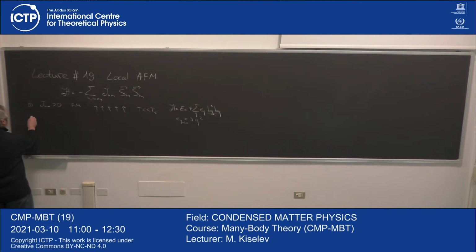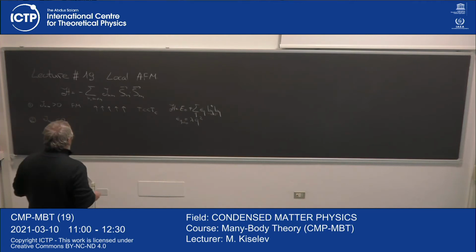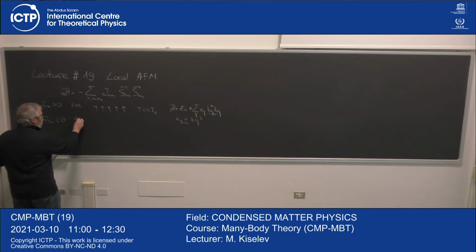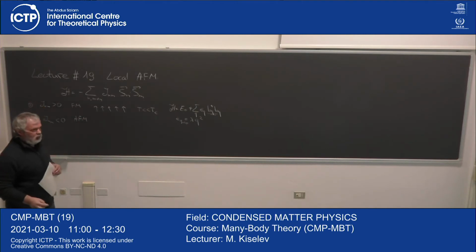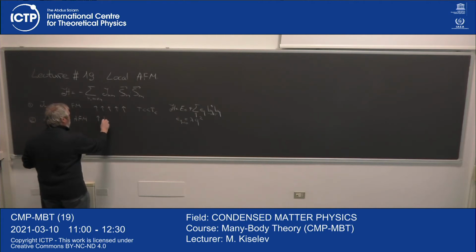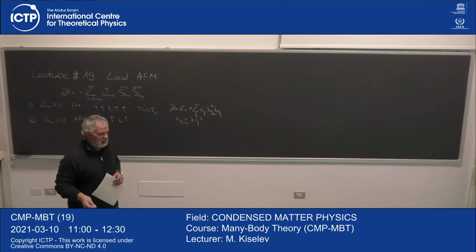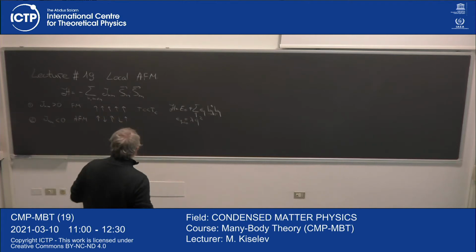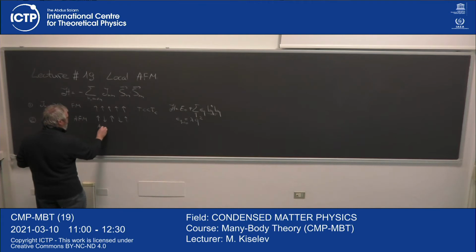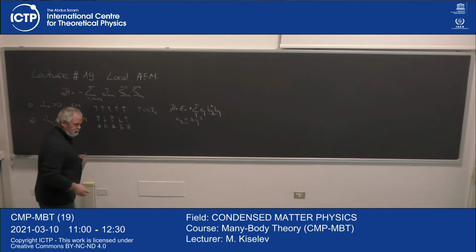So today we are going to discuss what happens if all exchange integrals J_nm, I'm talking about nearest neighbors, are negative. So we expect that the alignment of nearest spins will be opposite, and therefore we have a bipartite lattice of spins. So we can say that there is a sublattice A and there is a sublattice B.